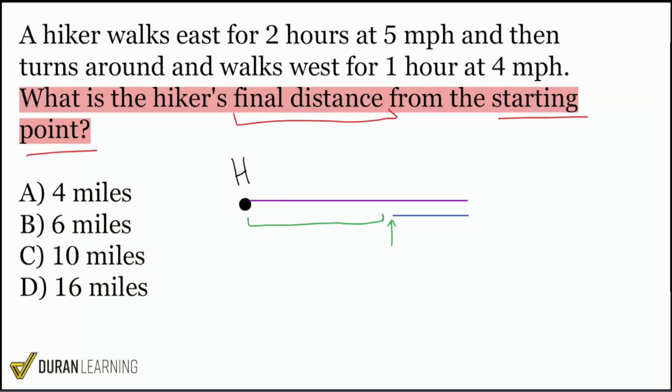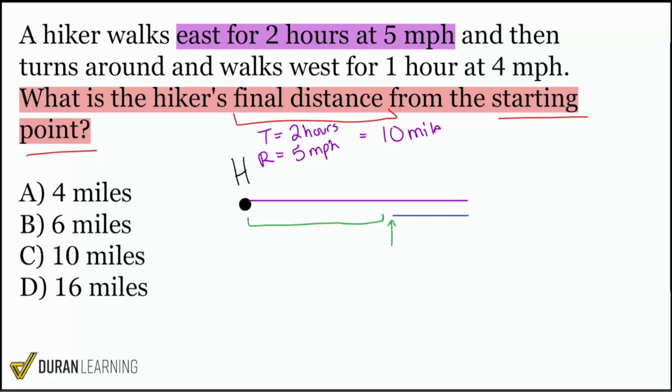Here we go. For the first part, traveling east, we see that our hiker over here, let me use purple. Let me grab that. East for 2 hours at 5 miles an hour. So we have the time being 2 hours. The rate being 5 miles an hour. Everybody, what do we do with a rate and time to get the distance? Correct. We're going to multiply. So 2 multiplied by 5, that's going to give us 10 miles. So this over here, from left to right, 10 miles.